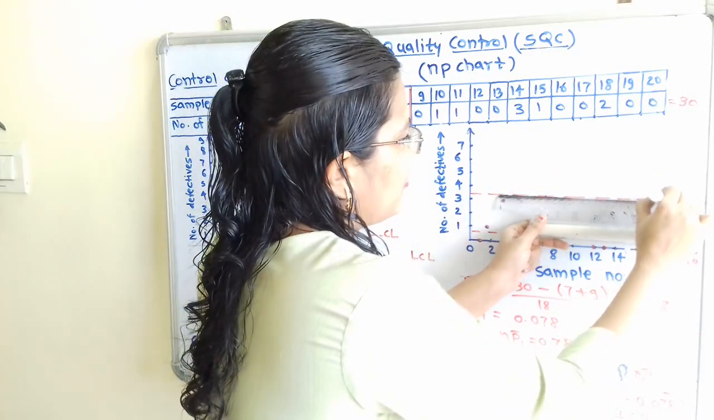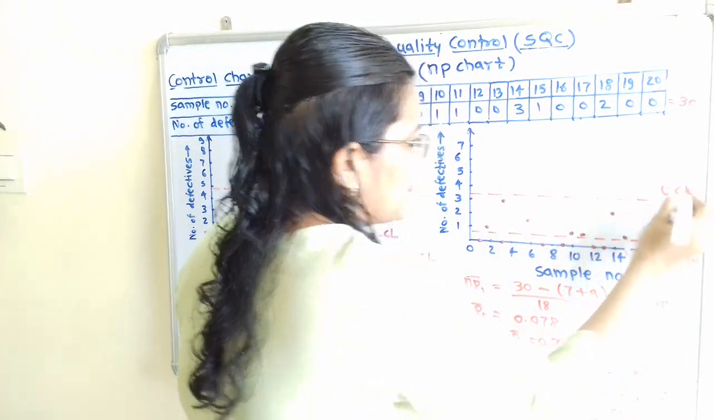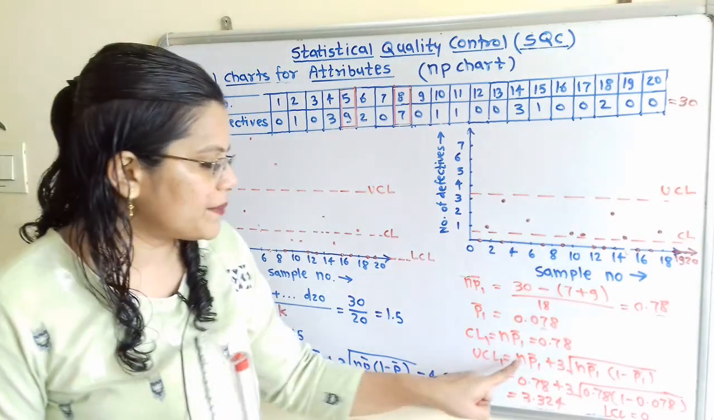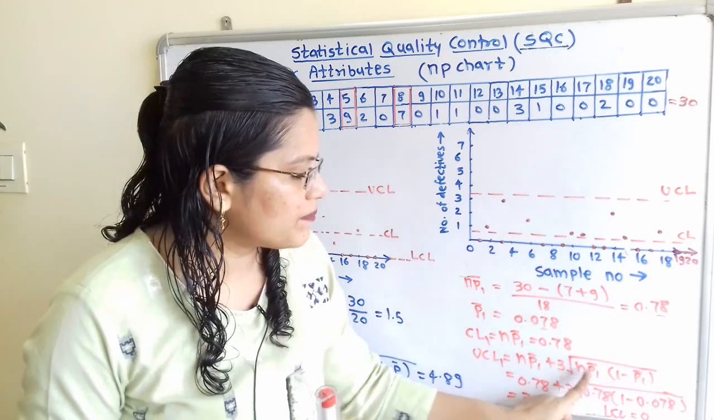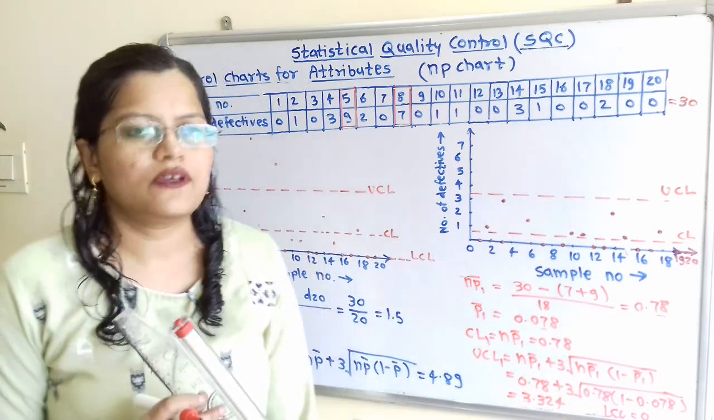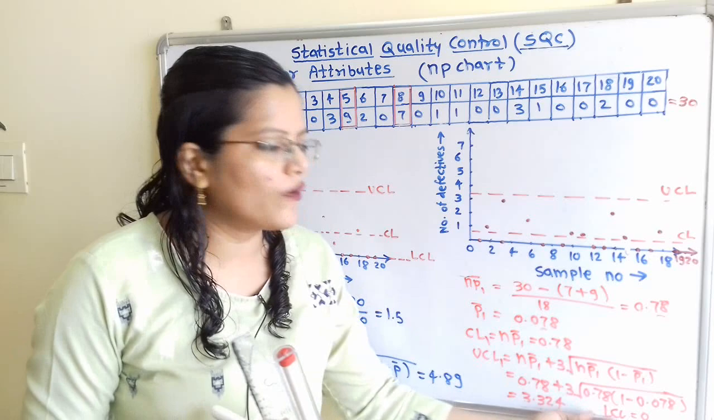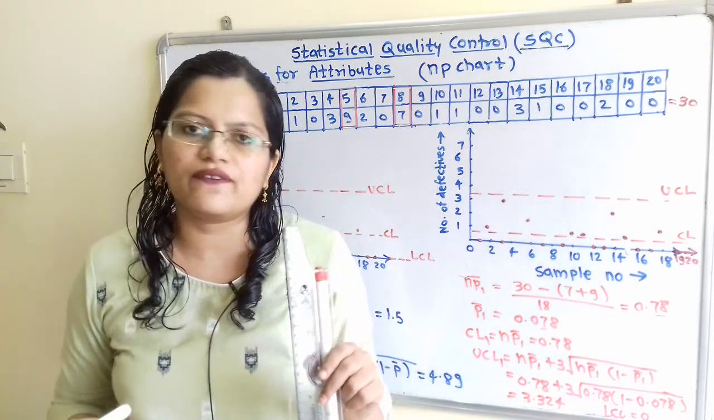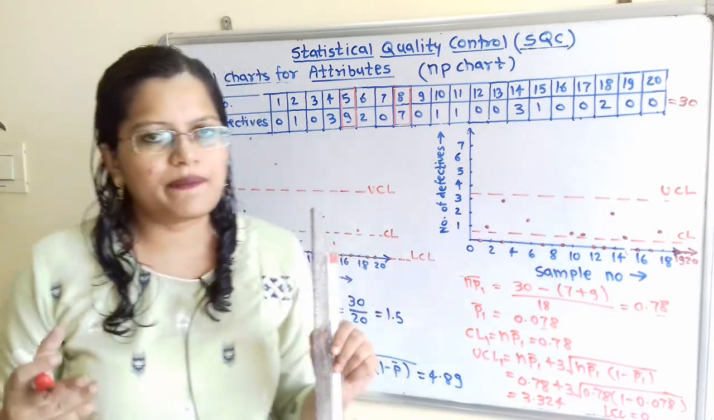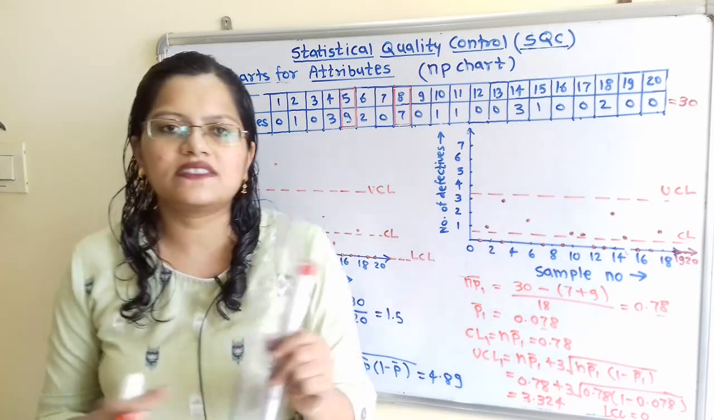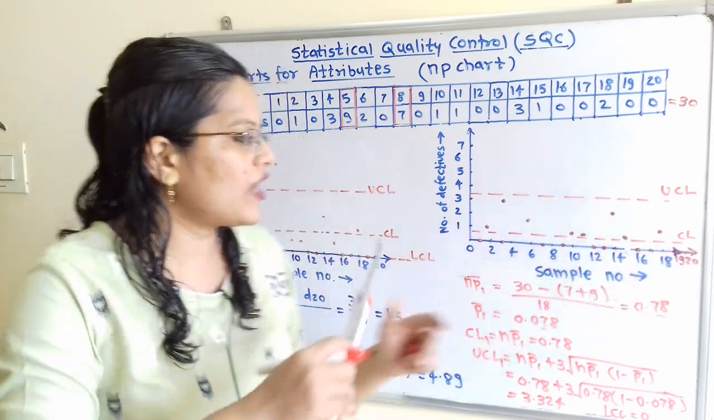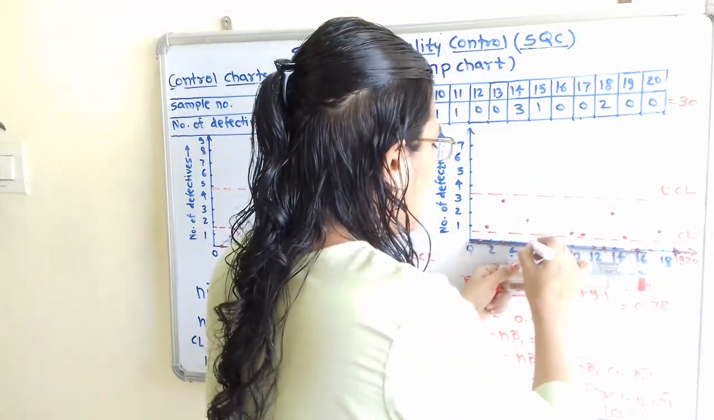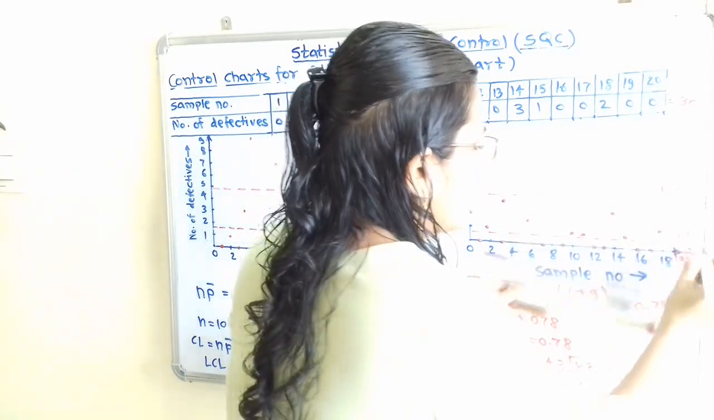So this is the value for the upper control limit. Now we will calculate the lower control limit, that is NP1 bar minus 3 under root of NP1 bar (1 minus P1 bar). When we calculate this, we get a negative value. But if the control limit is negative, we have to consider it as 0. So along this 0 line we will consider this as the lower control limit. Along this line only I will show the lower control limit.